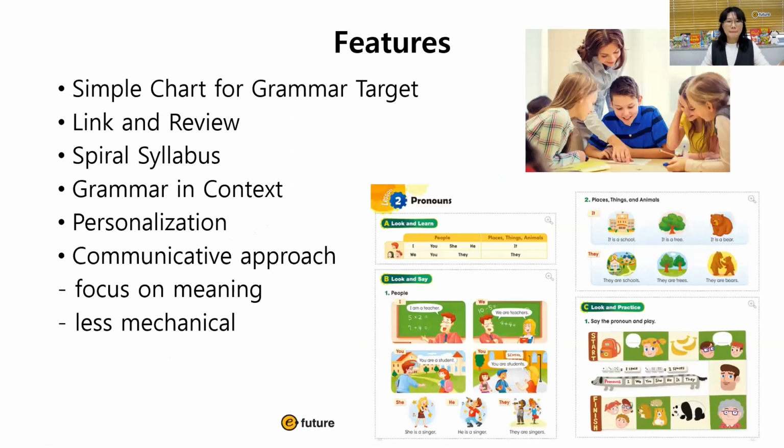So these are the features of My First Grammar and My Next Grammar series. We have simple charts for grammar targets, and link and review. Remember link and review and the spiral syllabus, right? Very important for EFL students. And grammar in context. Again, this is very, very important, right? If you remove the grammar structure from the context, then it's very difficult for students to understand. You need to provide a context to help students understand the grammar structure.